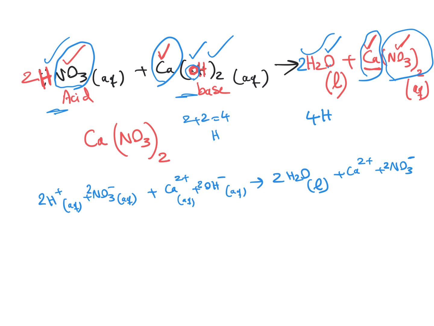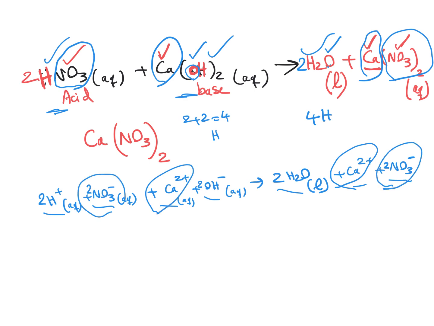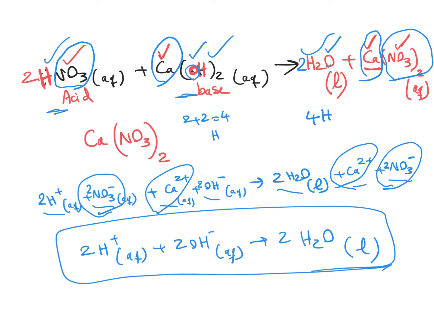And if you look at it, you can always double check to make sure that you have 2 NO3, Ca2+, 2H2O. So you have Ca2+ here and NO3- here. These are your spectator ions. If we omit those, you have 2H+ aqueous plus 2OH- aqueous gives 2H2O liquid. And this, H+ plus OH- gives H2O, is the net ionic equation for acid-base reactions.